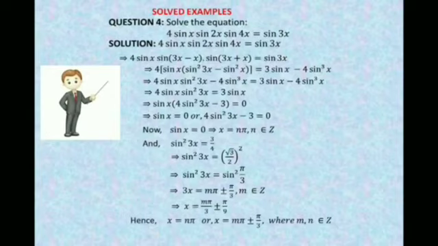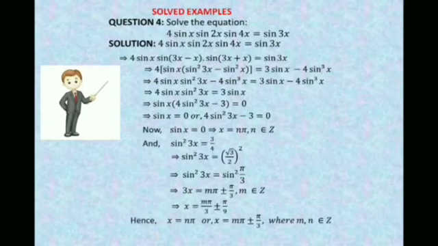This is 4 sine x into sine 2x into sine 4x is equal to sine 3x. This is an equation given here. We have to get the value of x. So just by manipulating the things, I'm writing here 4 sine x. For sine 2x I'm writing sine (3x minus x), and for sine 4x, sine (3x plus x). We know that sine (a plus b) into sine (a minus b) is sine square a minus sine square b. We just simplify and we come out to sine x is equal to 0, or sine square 3x is equal to 3 by 4.